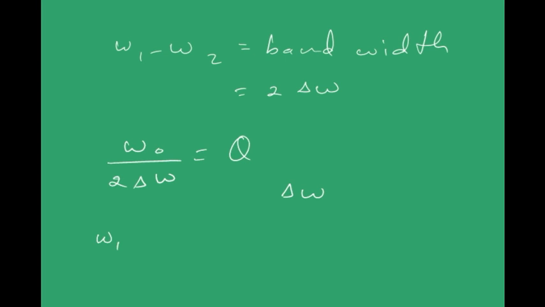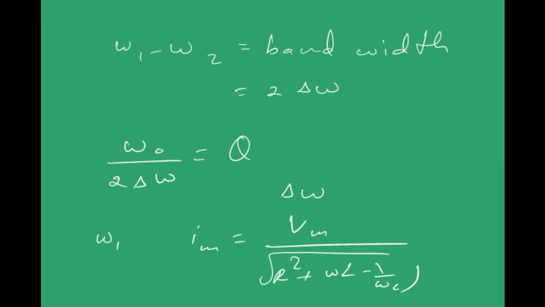Now, at omega 1, what happens? My Im will be Vm by root of R square plus omega L minus 1 by omega C, whole square, right? This is by the formula which we derived in the last video. At omega 1, what I'll get? Im max by root 2 will be equal to this Im. Of course, here I have to put omega 1. Okay. Now let us solve this equation in detail.